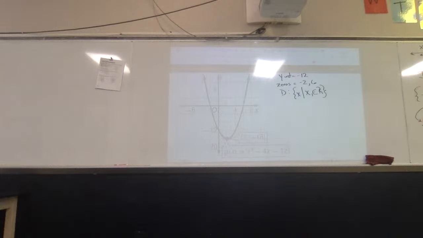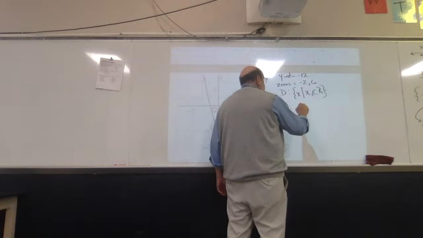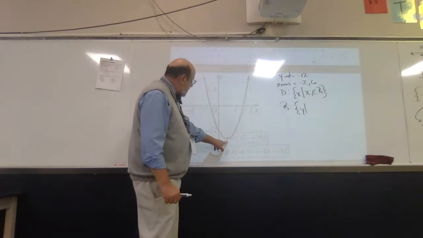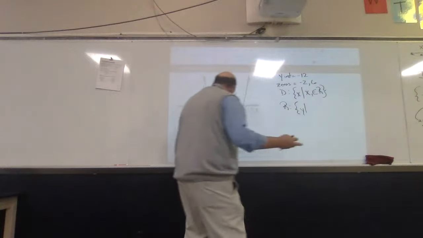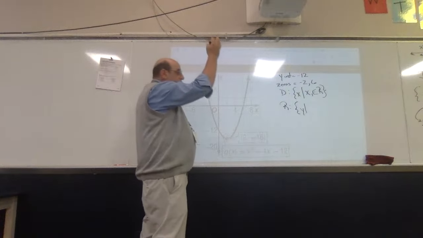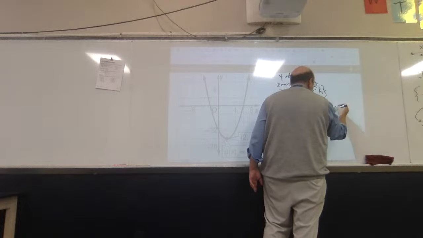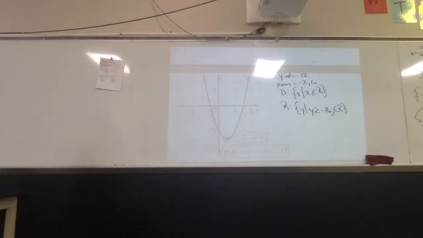Range was supposed to be y. I apologize for writing it down. We'll fix that on this side. So the range of this function, we're talking about the y values, right? So all y's such that, where do we bottom out? Negative 16 is our y value, right? So it's everything including negative 16, so y is greater than or equal to negative 16, and again, an element of real numbers. Sorry about making that mistake earlier. My humanity was showing. That's the way the other one should have looked.